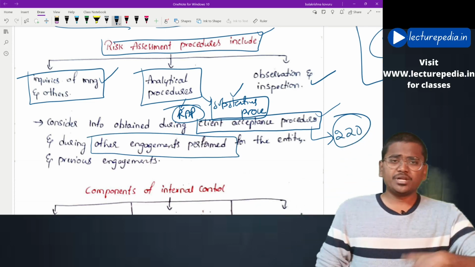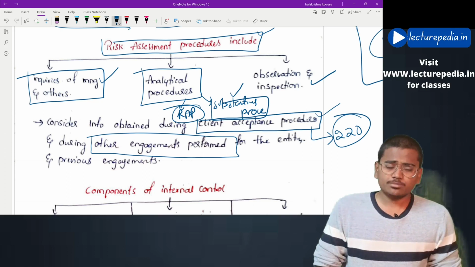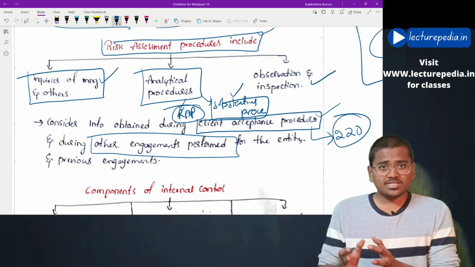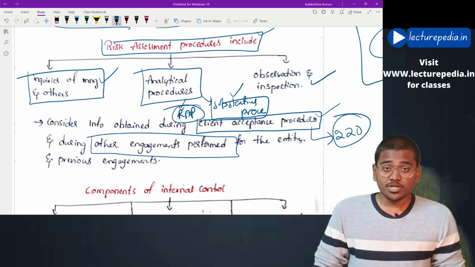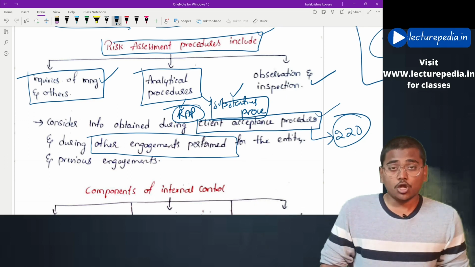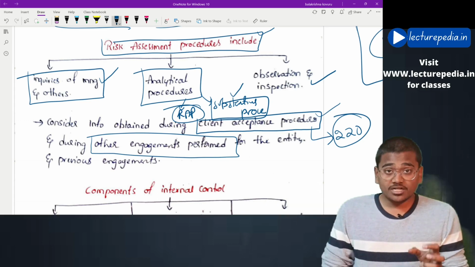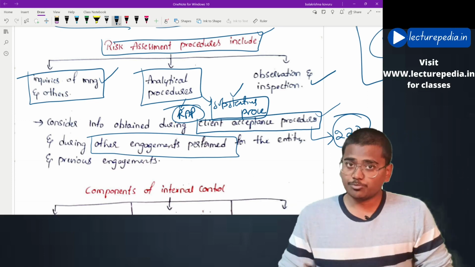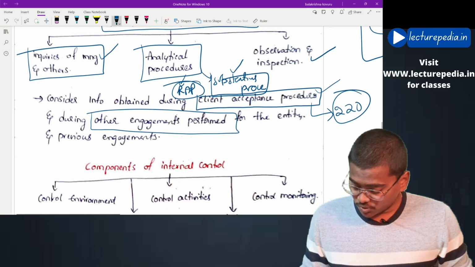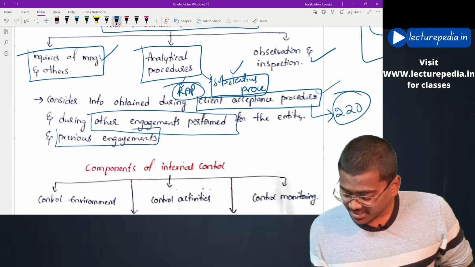Let's say previously the auditor has performed some internal audit engagement or some other engagements for the entity, and currently the auditor is performing the statutory audit. Now during previous engagements, the auditor might have obtained some information relating to the entity. The auditor has to use even that information for the purpose of risk assessment procedures, and also should use the information obtained during previous engagements.